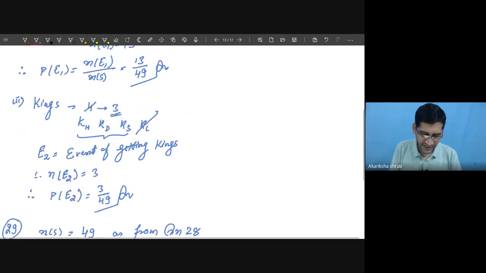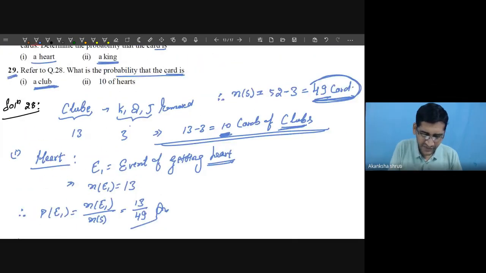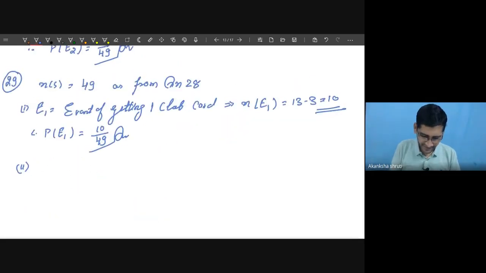Now coming for the second part of the 29. 10 of heart. What does it mean? Means 10 is the number 10 of the heart. Okay? 10 of heart. We shall understand. So heart, and in that heart, the 10. How many hearts are there? Student?